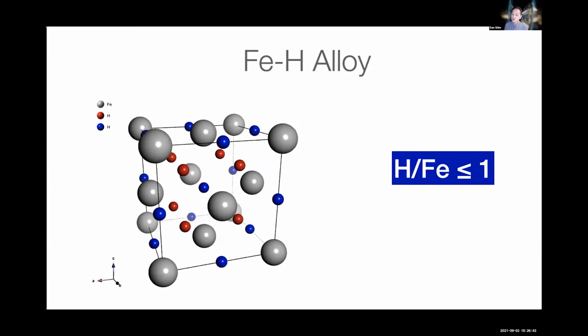And the argument for an H to Fe ratio of 1 or less has been that the octahedral site is the main site for hydrogen because it's large enough. Yet there is another site available for hydrogen to enter, which is the tetrahedral site, which is fairly small. So it might be energetically less favorable than the octahedral site.